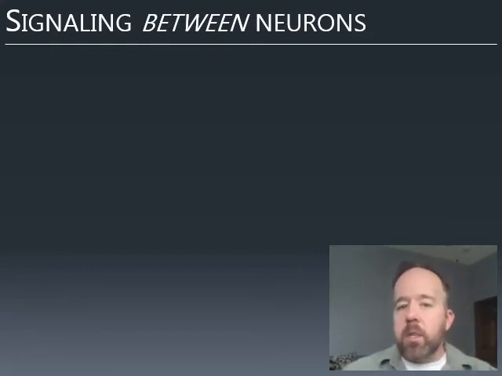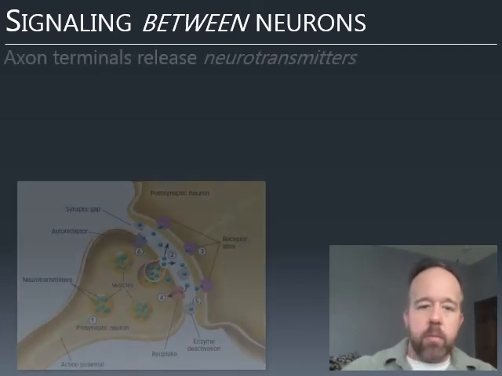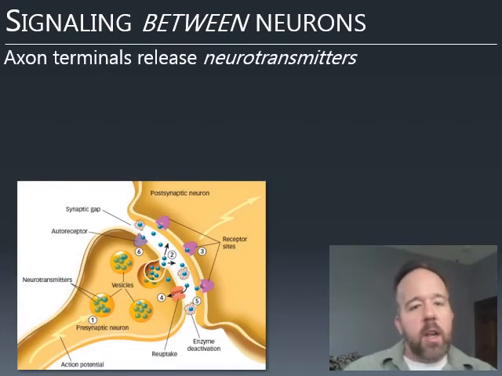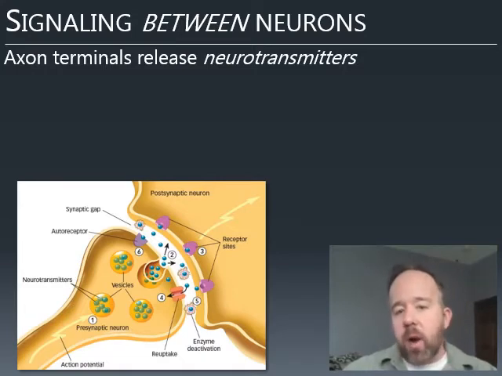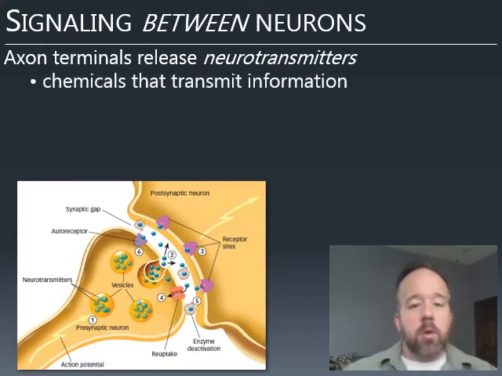What about signaling between neurons? And here, as I've mentioned, axon terminals release chemicals. They hold on to chemicals in what are called vesicles, and these chemicals are called neurotransmitters. So neuro, from neuron, and transmitter because it's transmitting information. This is how neurons communicate with one another. So neurotransmitters are chemicals that transmit information.